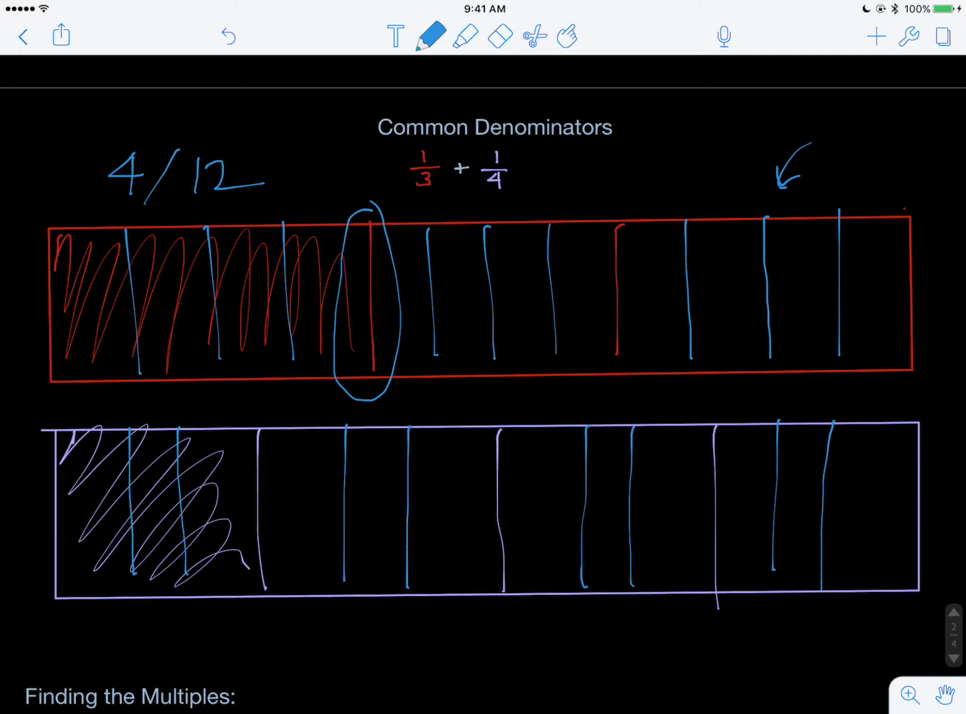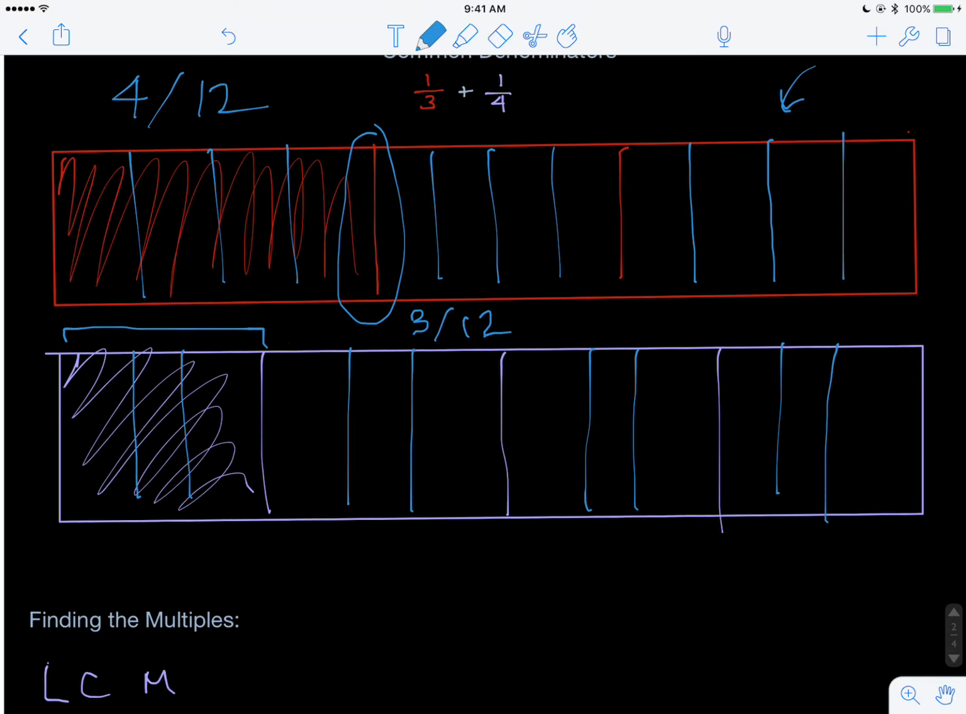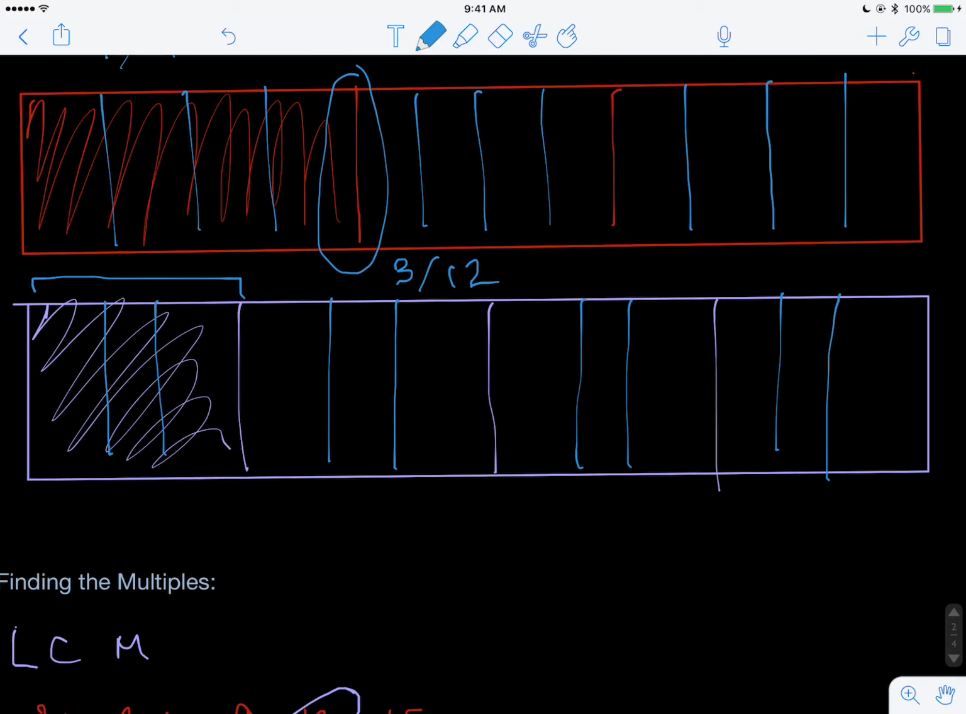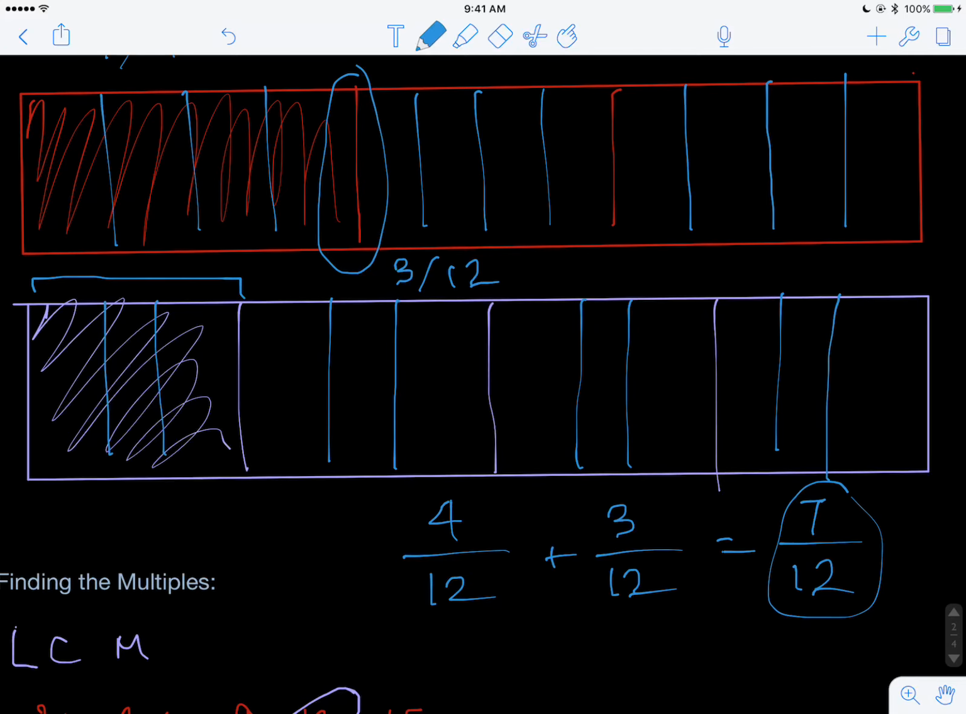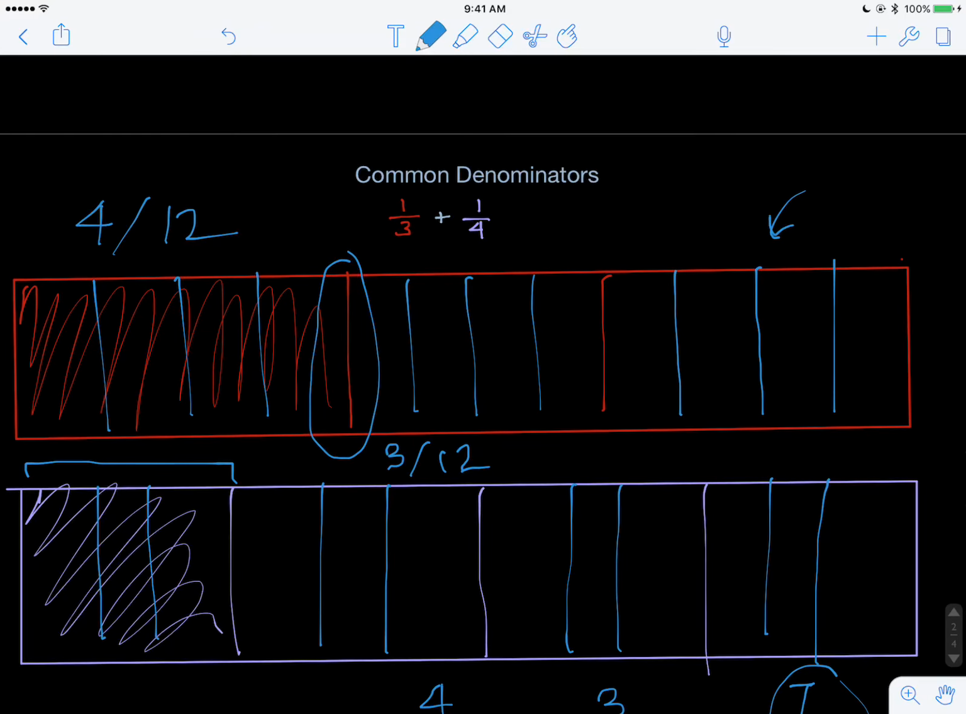Once again, this is 12 pieces. And I can clearly tell here that 3 out of 12 of the pieces are being taken up. Now that I know it's 4/12 and 3/12, the rest of it is quite simple. I can set up my equation, and just like in the example I just showed you, all we have to do is keep the denominator the same and do 4 plus 3, or 7. And that's how you know what 1/3 plus 1/4 is.